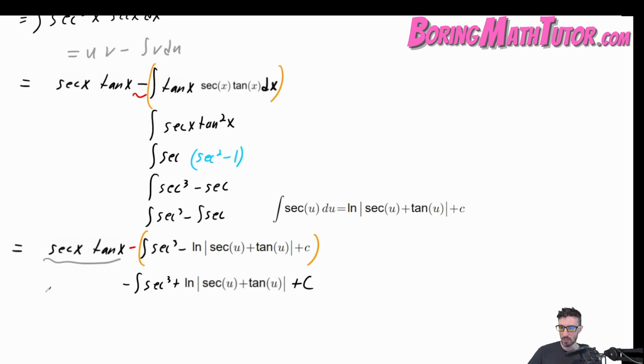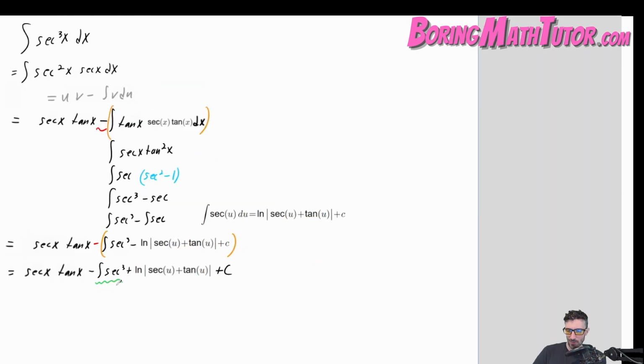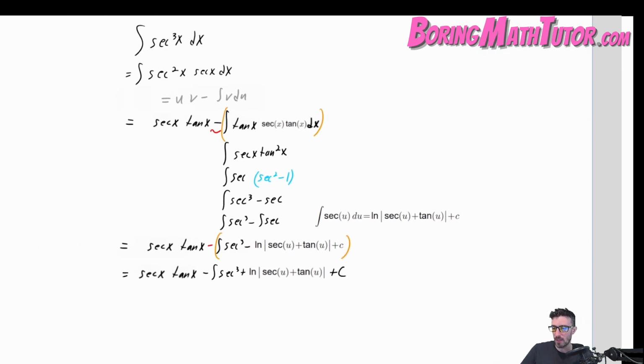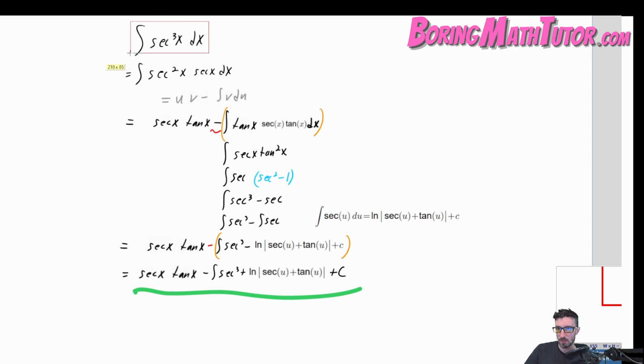Now we just want to bring this guy down right here. Then we just have one last integral left to do. Wait a second. Integral of secant cubed? That's what we were trying to find. Of course, we don't have a formula for that. But we can say that all of this is equal to the original.